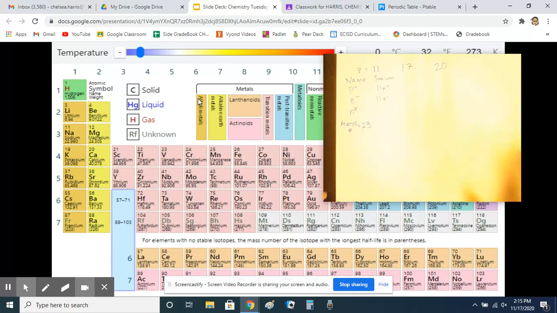So to get the neutrons, you will use mass number minus the atomic number to get your neutrons. For sodium, the mass number that I told you to use is 23. That came from the periodic table. The atomic number for sodium is 11. So 23 minus 11, that should be 12 neutrons. And there you go.